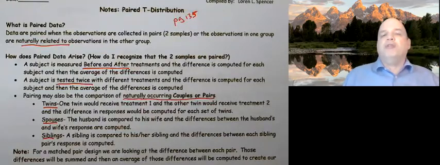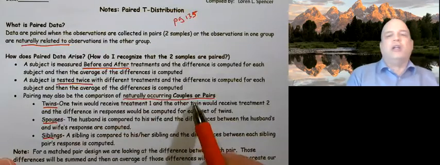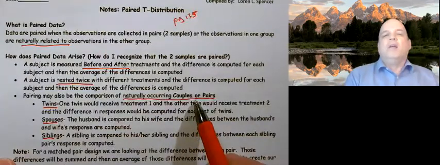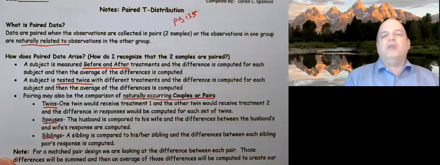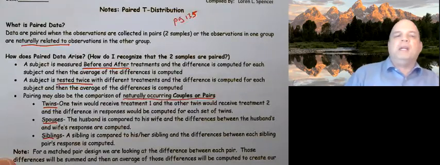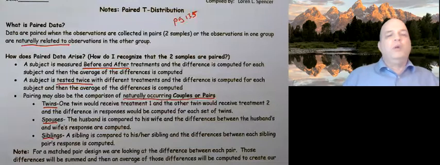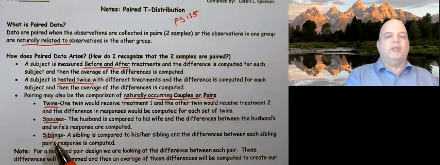Pairing sometimes also occurs with naturally occurring couples or pairs, but it's really important they are paired together. It's not one group compared to another group. It would be me compared to my brother or me compared to my spouse. We really like twins in studying. Why? Because they're biologically similar. So we tend to give one treatment to one twin and one treatment to the other twin, and then we measure the difference in outcome between the two. We sometimes, like I said, will do it for spouses or siblings.